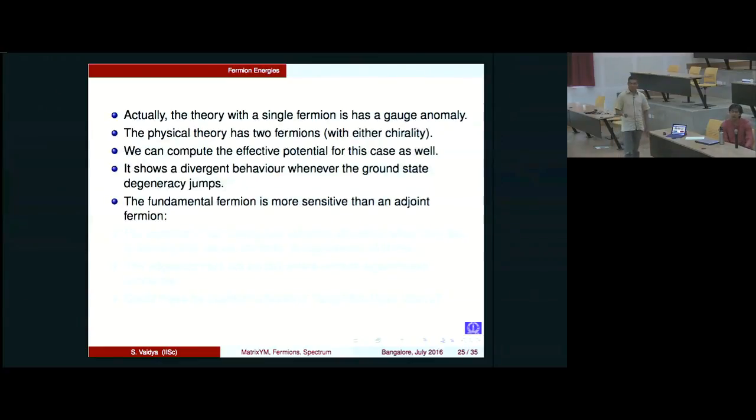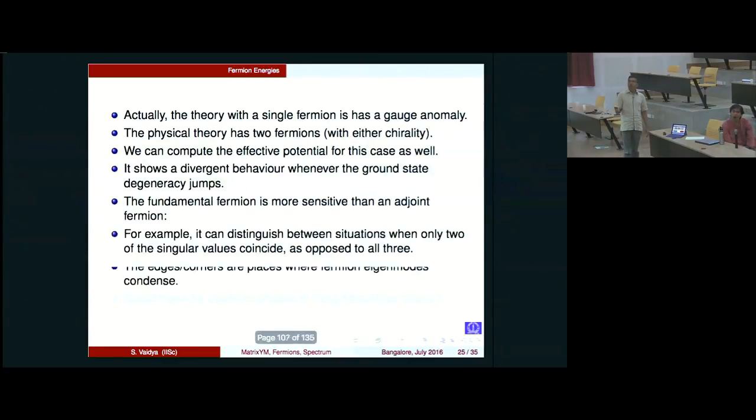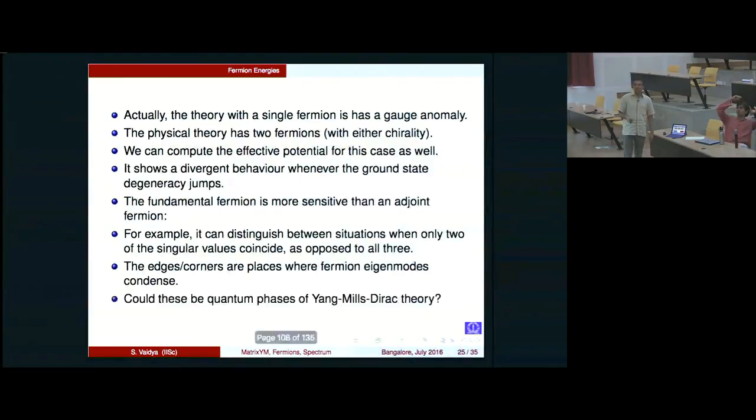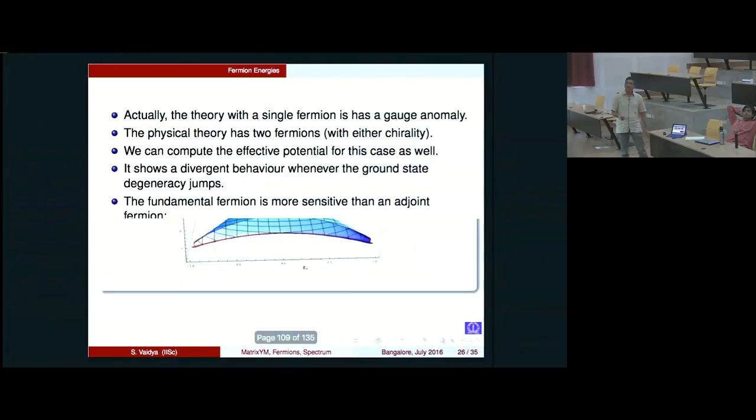We also found that the fundamental fermion is more sensitive than the adjoint fermion, in the sense that I can tell you later, perhaps. For example, the fundamental fermion can distinguish when only 2 of the singular values coincide, whereas the adjoint fermion cannot distinguish between these 2 cases. And the edges and corners are places where the fermion eigenmodes condense or where they become degenerate. So the question is, can we interpret this as phases of the Yang-Mills-Dirac theory?